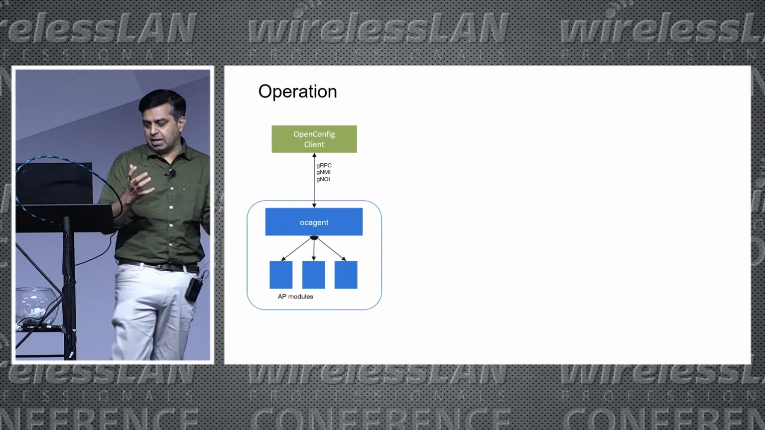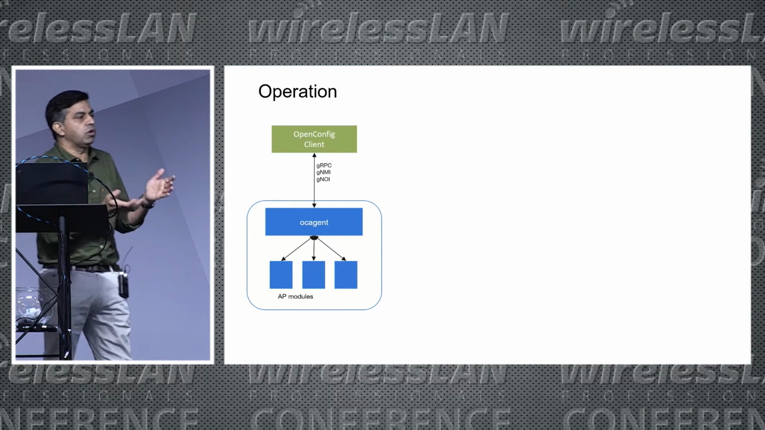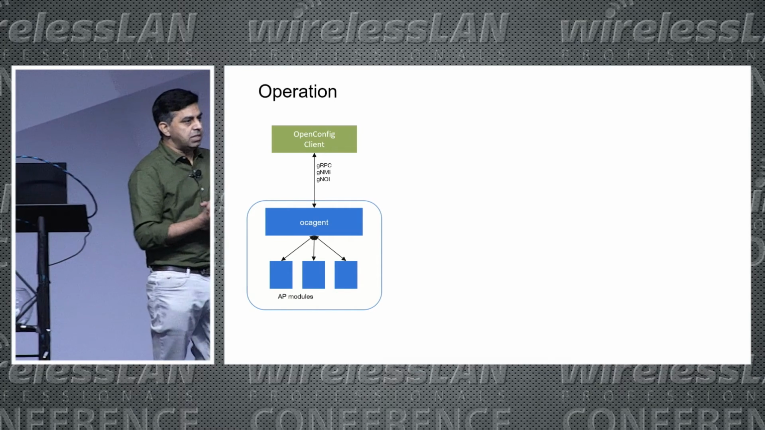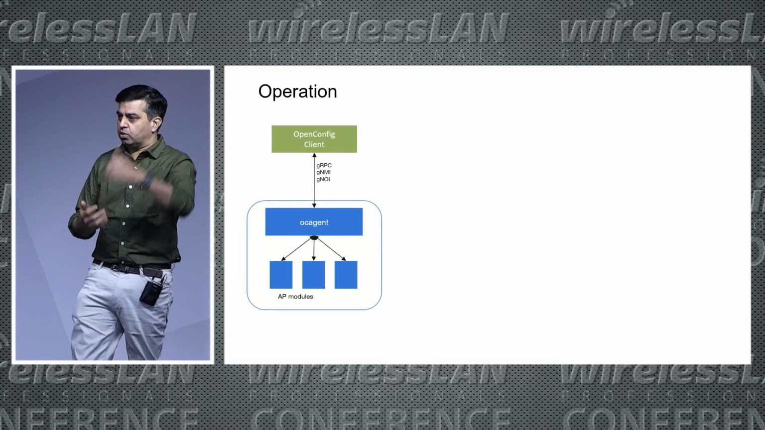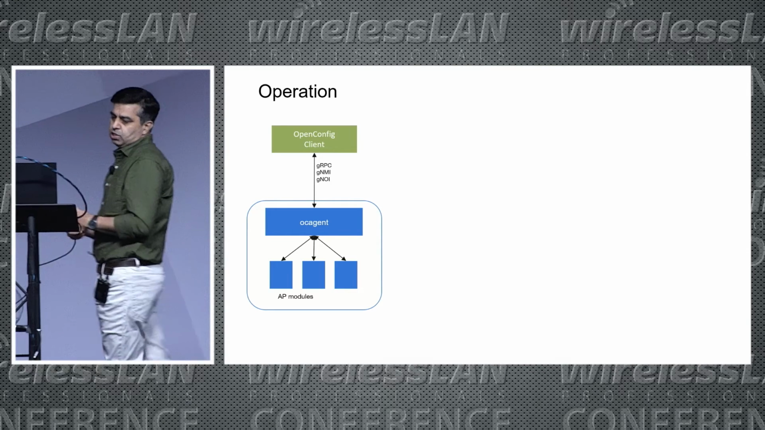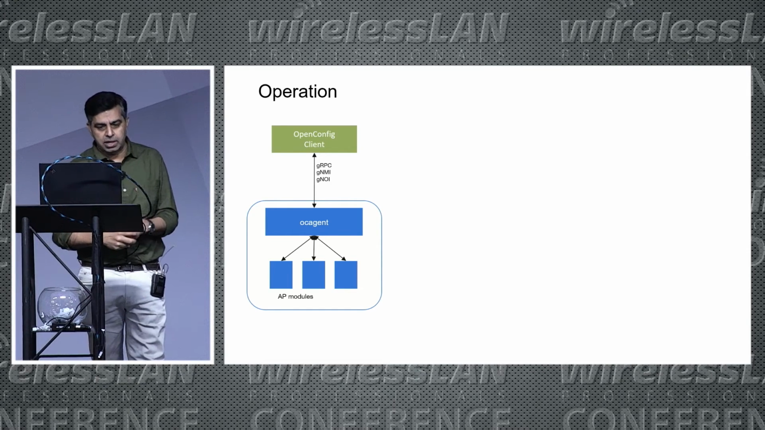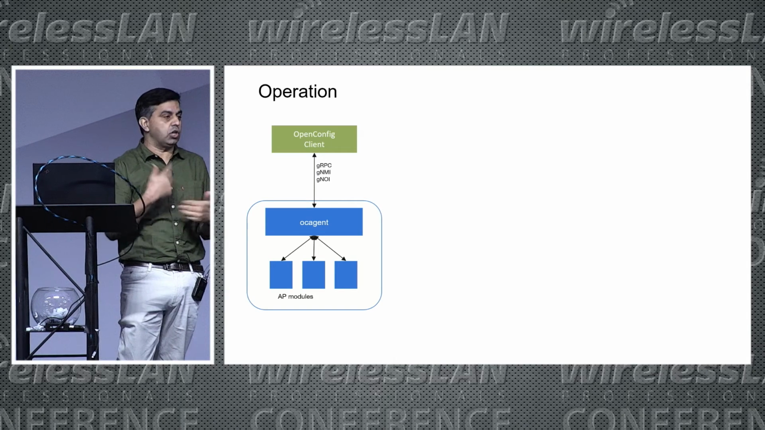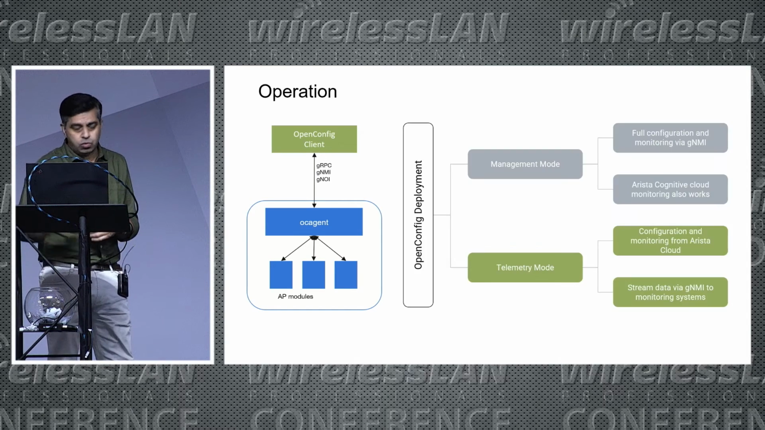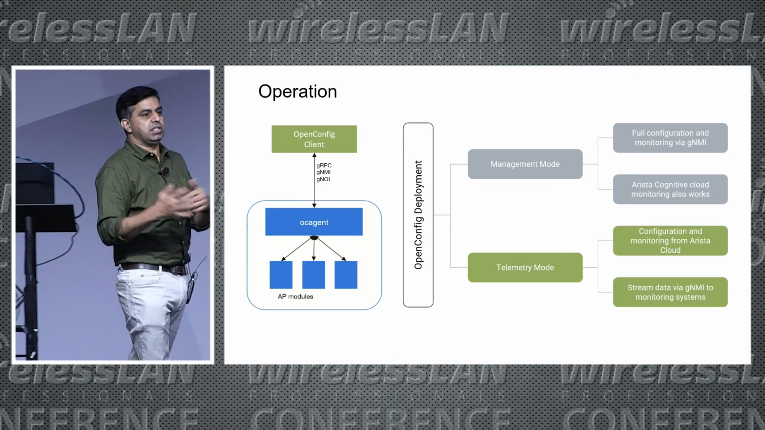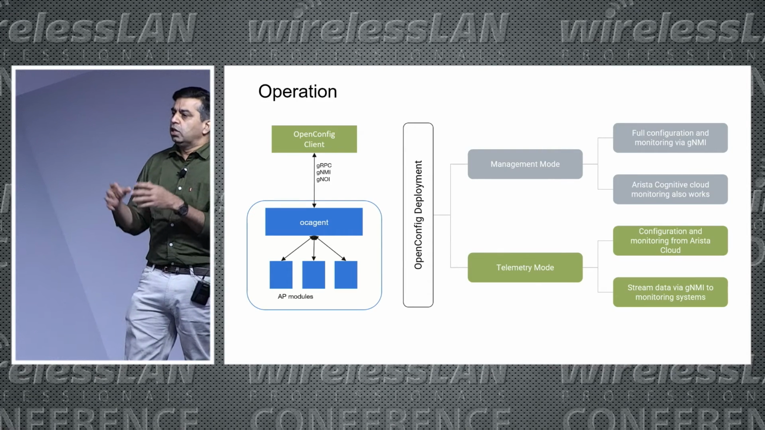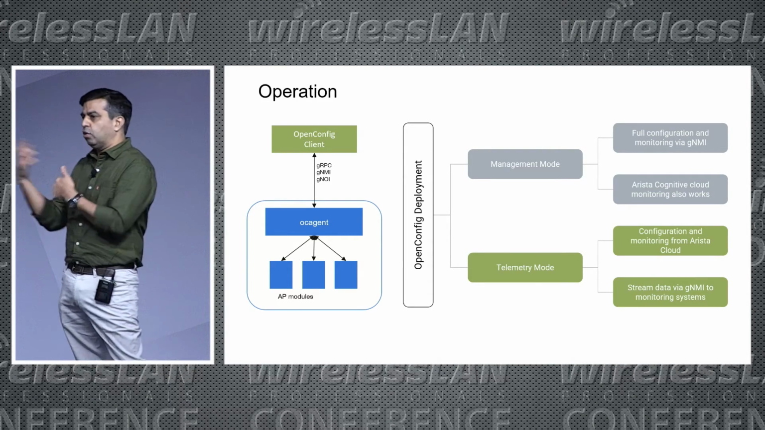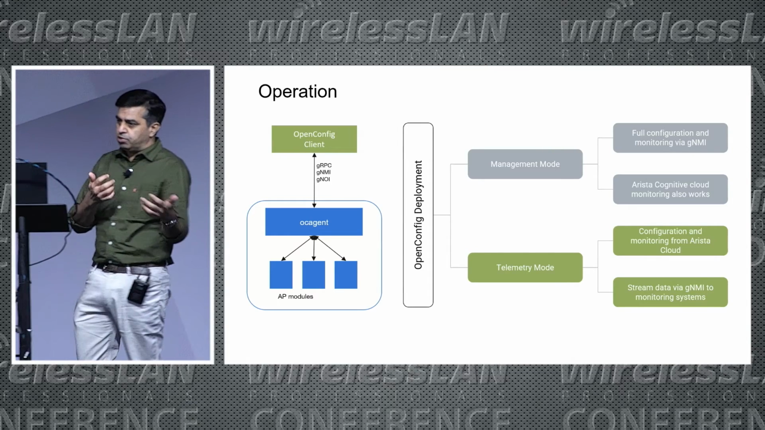The basic architecture is fairly simple. You have an OpenConfig agent which sits on the APs, and there's an OpenConfig client which sits on the remote server. These two entities communicate via the gNMI interface. You could deploy it in two different modes. The first case is where you use OpenConfig to manage the entire network. That is, you can configure, you can monitor, you can get the telemetry, and so on.